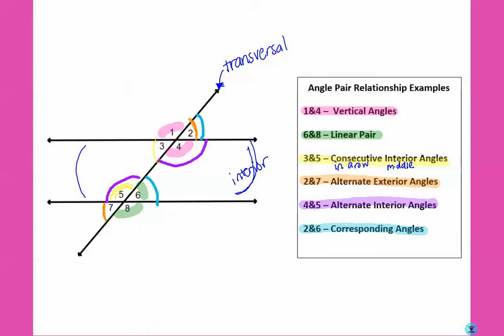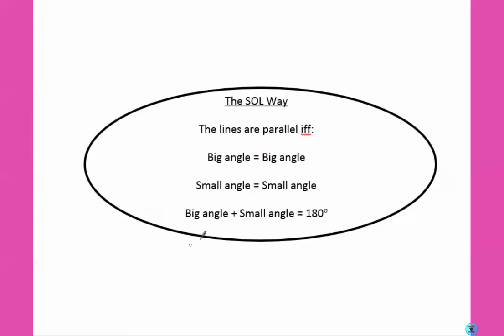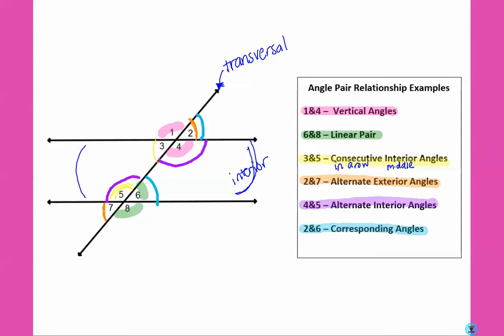So, something that can help us remember the sizes of these angles. A big angle's going to equal a big angle. A small angle's going to equal a small angle. One big angle plus one small angle is going to be 180. So let's look at the pairs and see how that works out for us. Vertical angles, 1 and 4. Were they both big angles, both small angles, or one of each? They're both big angles, so we know that they're the same. They're going to be congruent.